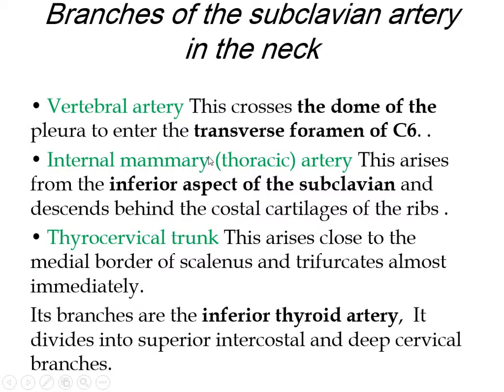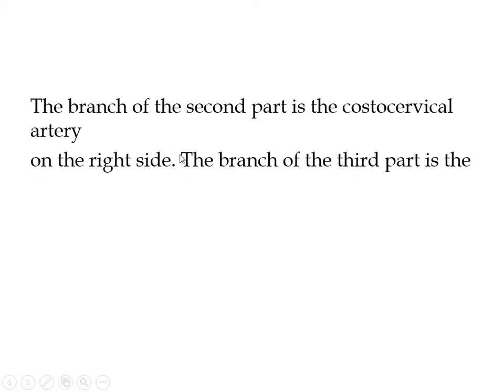Branches of the subclavian artery. The first part has three branches: the vertebral artery, the internal mammary (internal thoracic) artery, and the thyrocervical trunk, which arises close to the medial border of the scalenus anterior and trifurcates almost immediately into the inferior thyroid, suprascapular, and ascending cervical arteries. The middle, second part has the costocervical artery. The third part has no branch. It ends into the axillary artery.